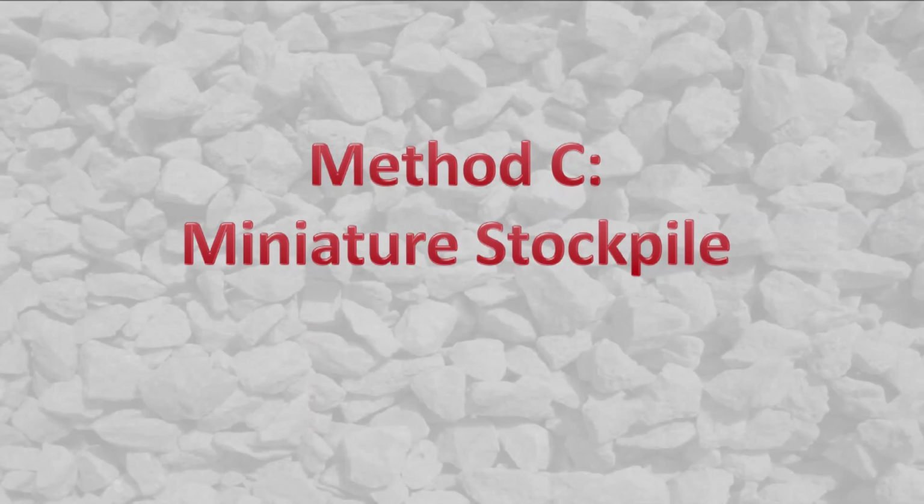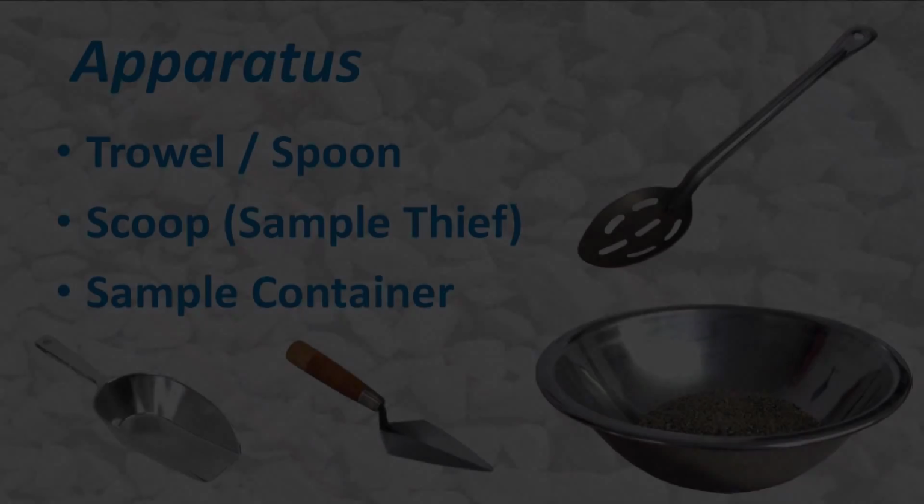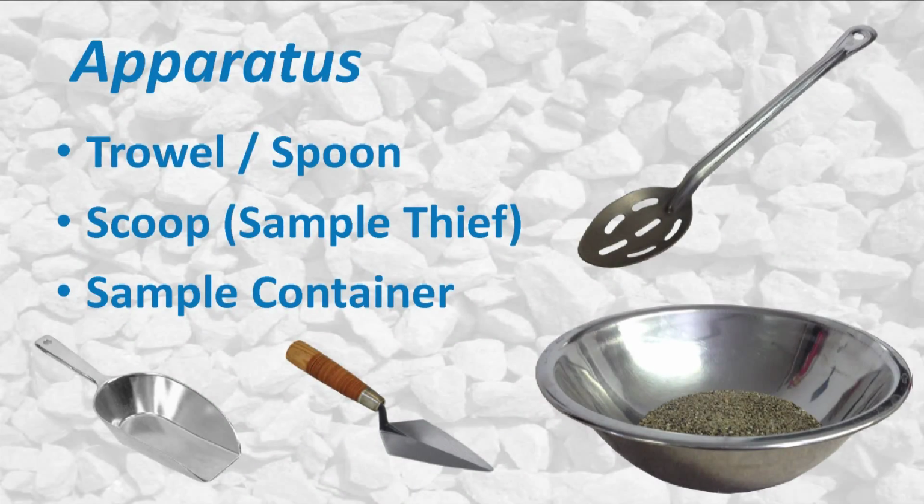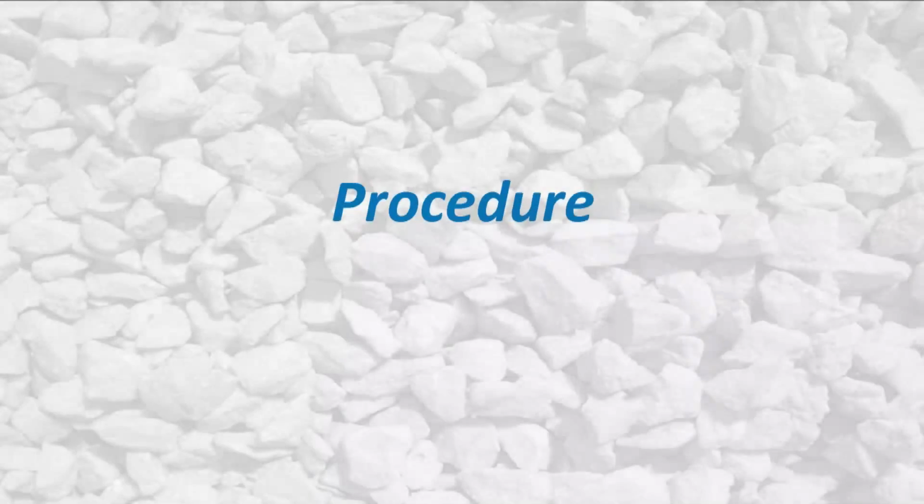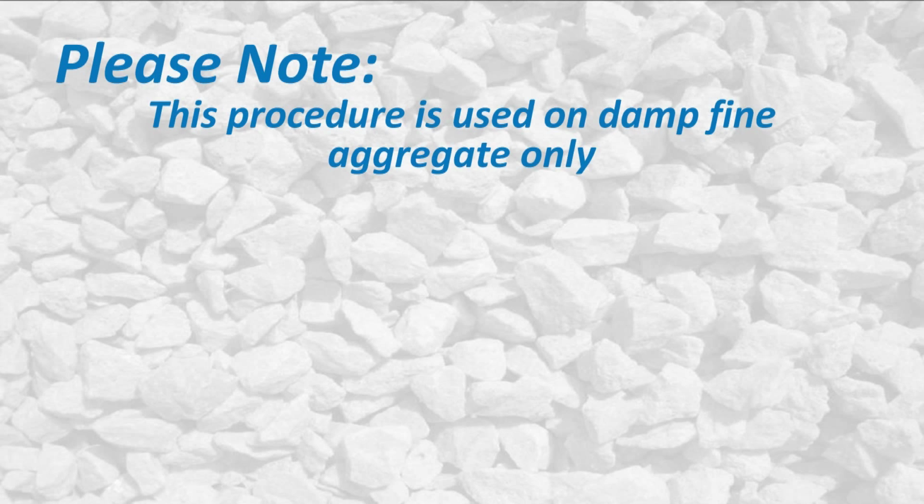Method C, miniature stockpile. Procedure. Please note the following. This method is used for damp, fine aggregate only.